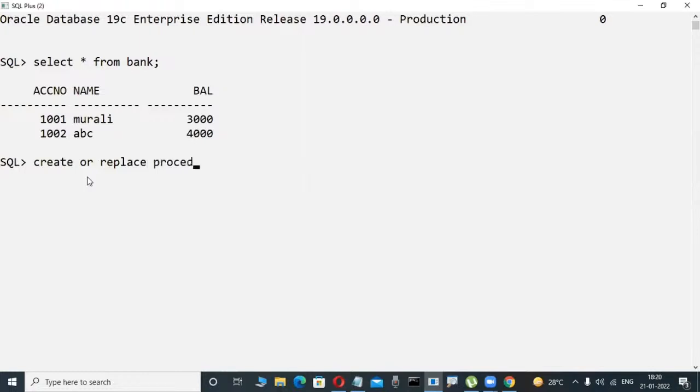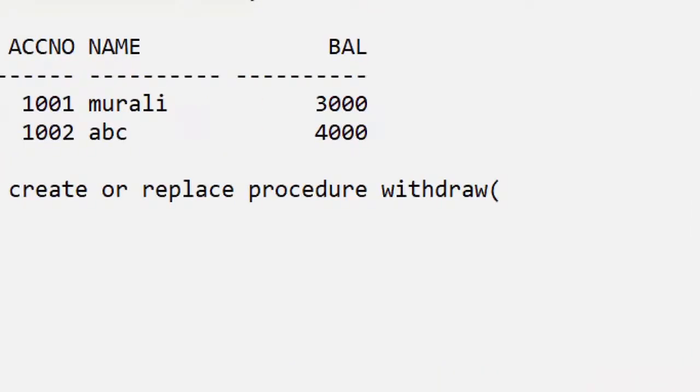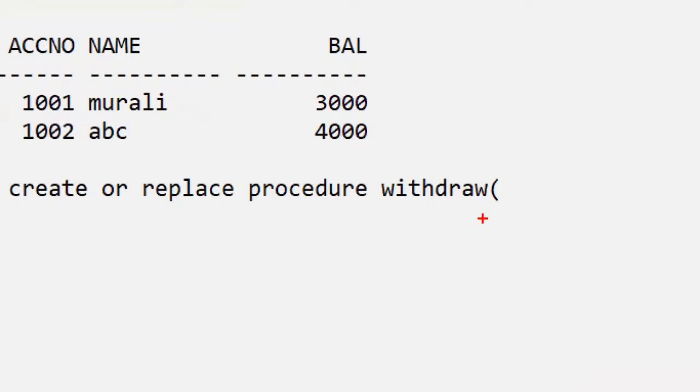Observe it here, just the execution. My procedure name is withdraw. Slowly observe: this is a table in my project, and I try to implement one small scenario, withdraw. Actually, in real time, big packages contain withdraw, deposit, and all the things, but I'm giving just a small task in a procedure.